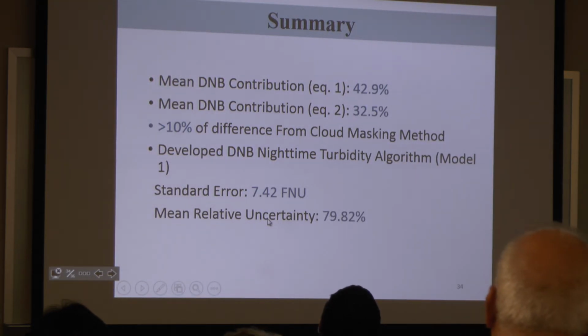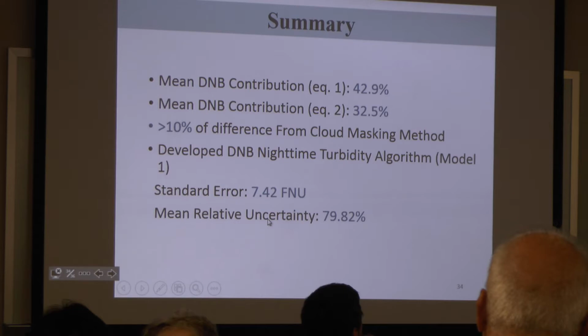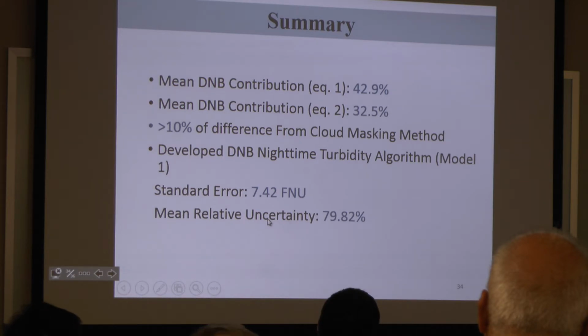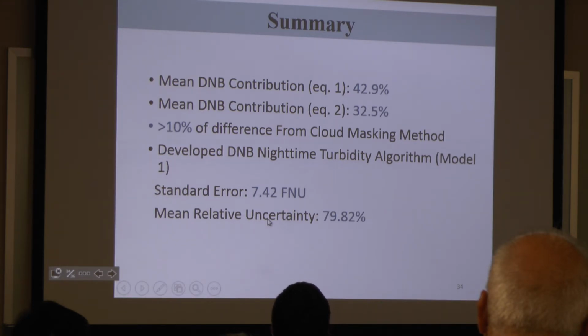So here's my summary. The mean daylight band contribution for all water pixels in images is 42.9%. The mean daylight band contribution in terms of turbidity estimation is 32.5%. For the cloud masking used in this method, there is a 10% difference. For the developed daylight band nighttime turbidity algorithm, the standard error is 7.42 FNU, and the mean relative uncertainty with these two deltas is 79.82%.